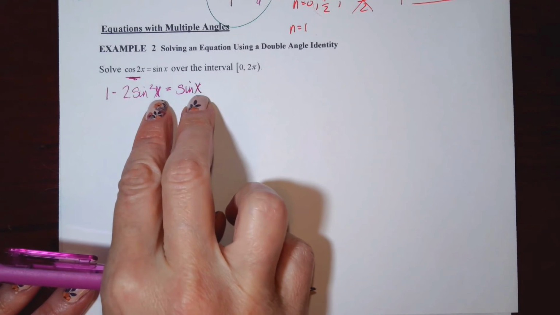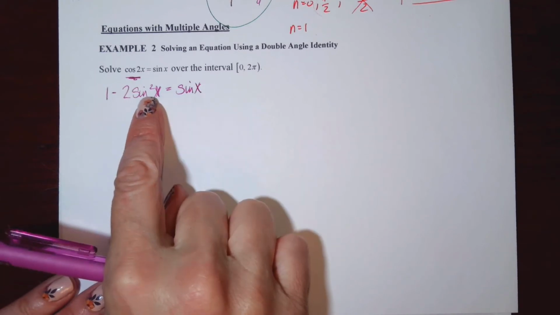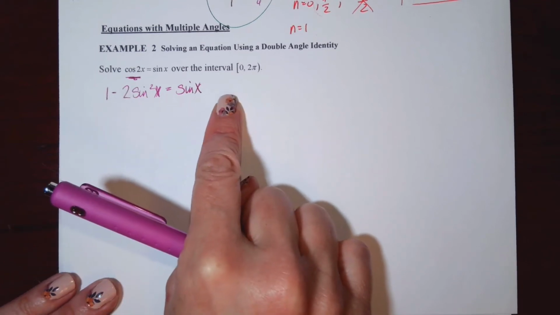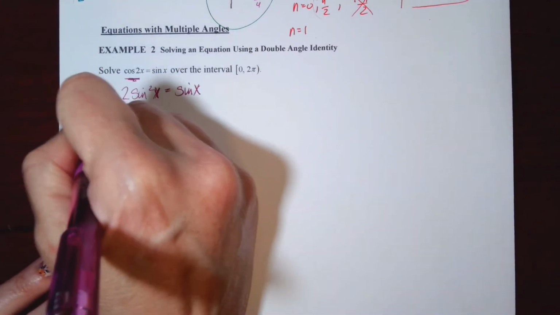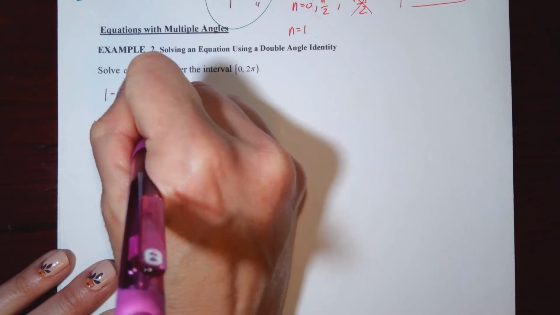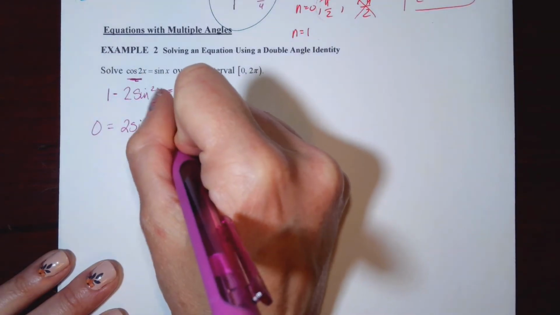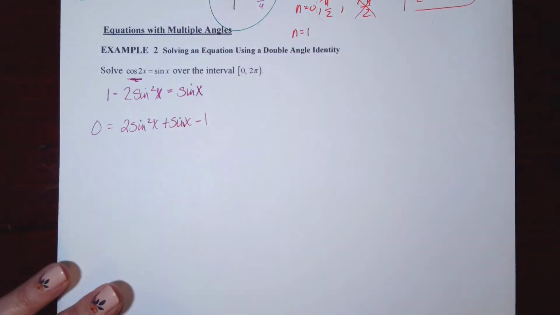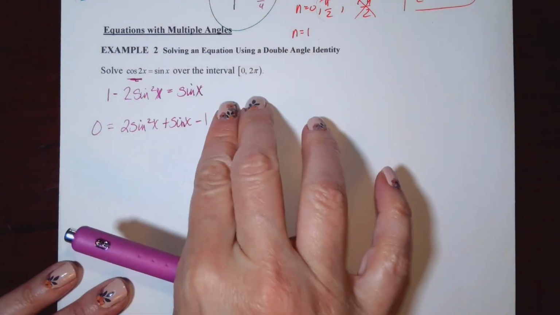I've got the arguments matching at x. I've got a squared term, so I'm anticipating that this is quadratic. I'm going to need to factor it, so I need to set it equal to 0. When I factor quadratics, I want that squared term to be positive, so let's move everything over to the right side. So I'm going to set it equal to 0. I'm going to add 2 sine squared x to both sides. Sine x is already over here positive. I need to subtract the 1. So I get everything moved to the right side of the equation.